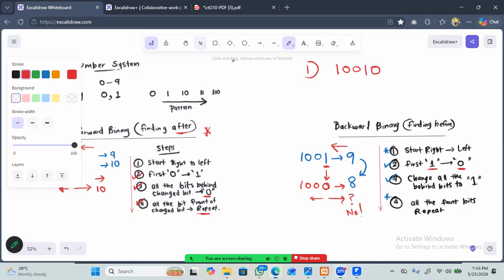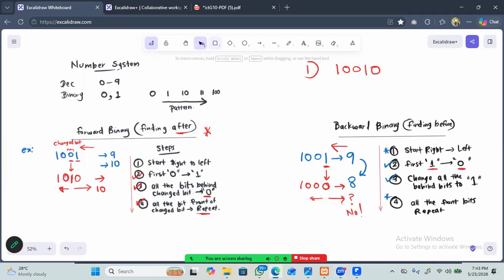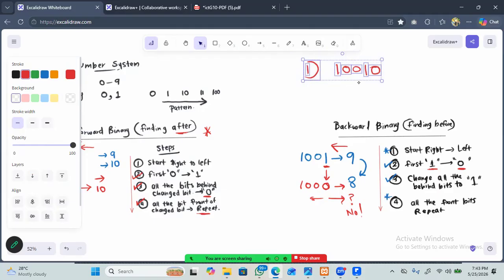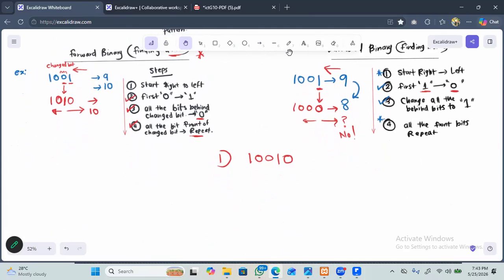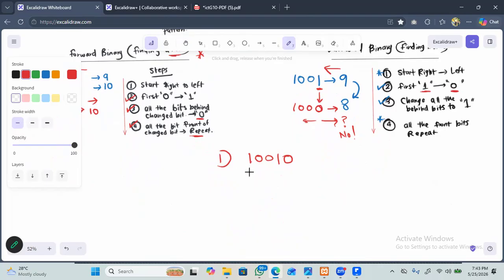Okay. Since you are taking much time, I will do this question. See, kids. First of all, I will find the after number. So, what are my steps? First, I will write the question. I should always start from right to left.